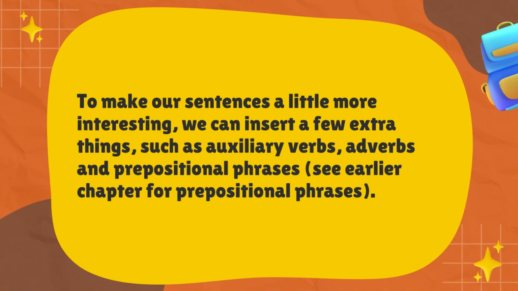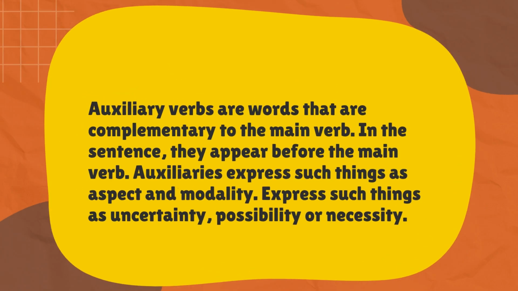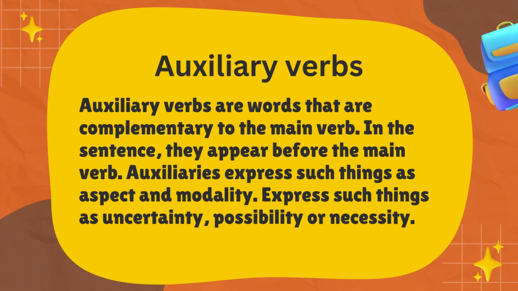To make our sentences a little more interesting, we can insert a few extra things, such as auxiliary verbs, adverbs and prepositional phrases. See earlier chapter for prepositional phrases. Auxiliary verbs. Auxiliary verbs are words that are complementary to the main verb. In the sentence, they appear before the main verb. Auxiliaries express such things as aspect and modality. Express such things as uncertainty, possibility or necessity.